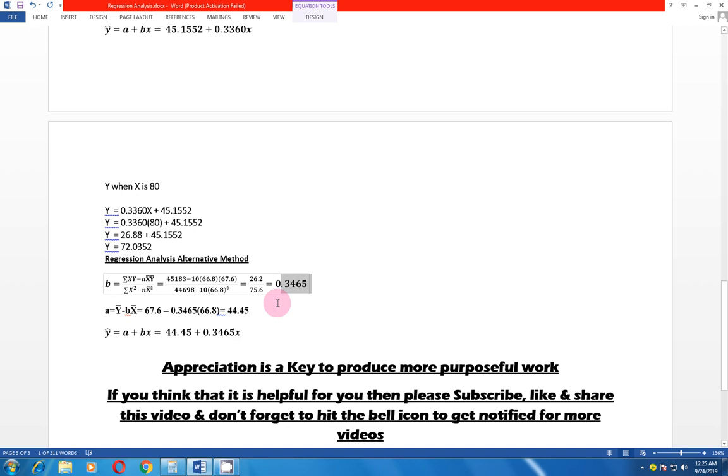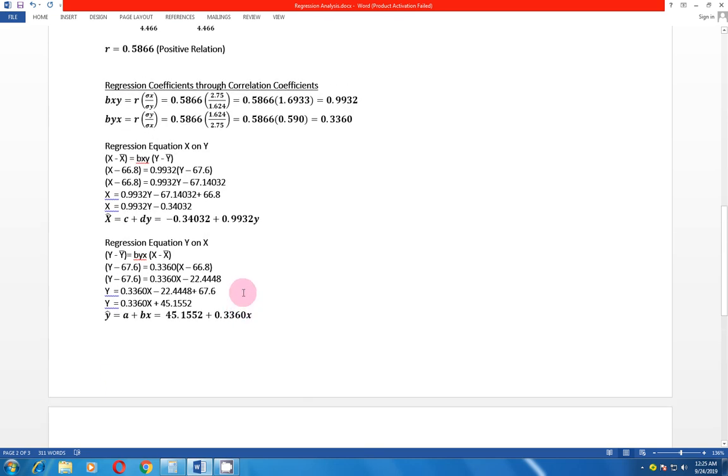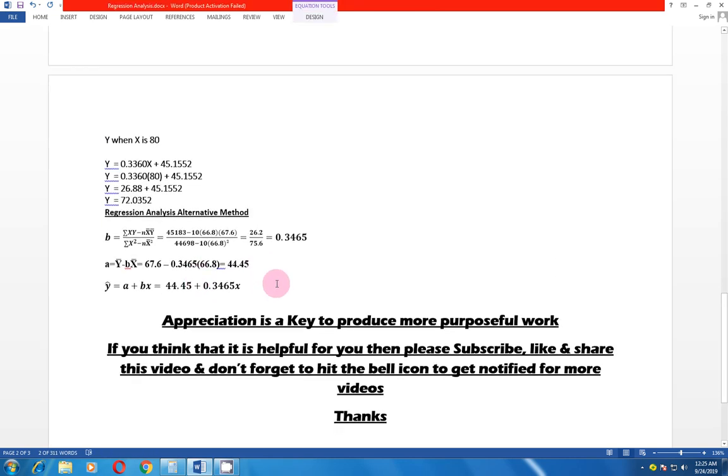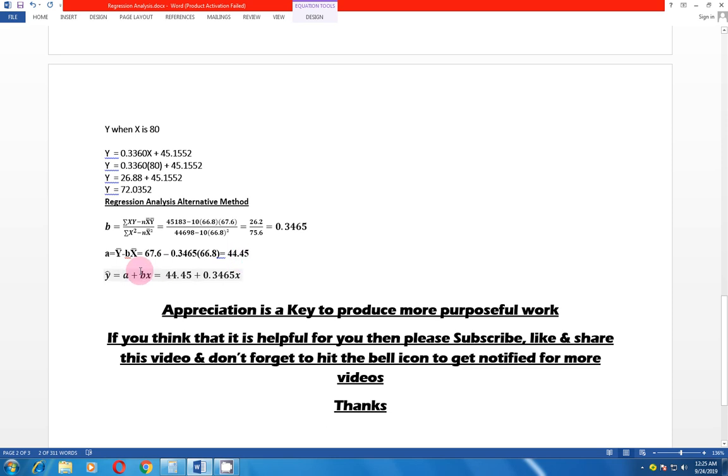So what about alpha? Alpha equals y bar minus beta x bar. So y bar is 67.6 minus beta, 0.3465, multiplied by 66.8, and alpha will be 44.45. In the previous method we calculated alpha as 45.1552, which is very close to this method. So after putting the values in the equation, 44.45 plus 0.3465x, the result is the same.